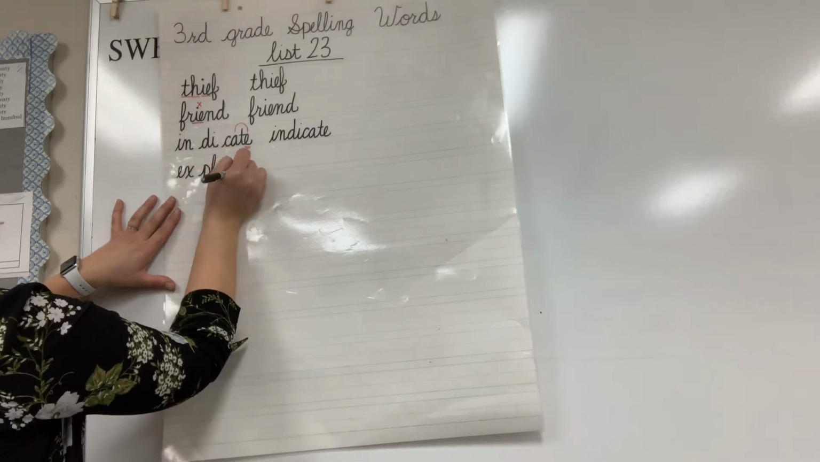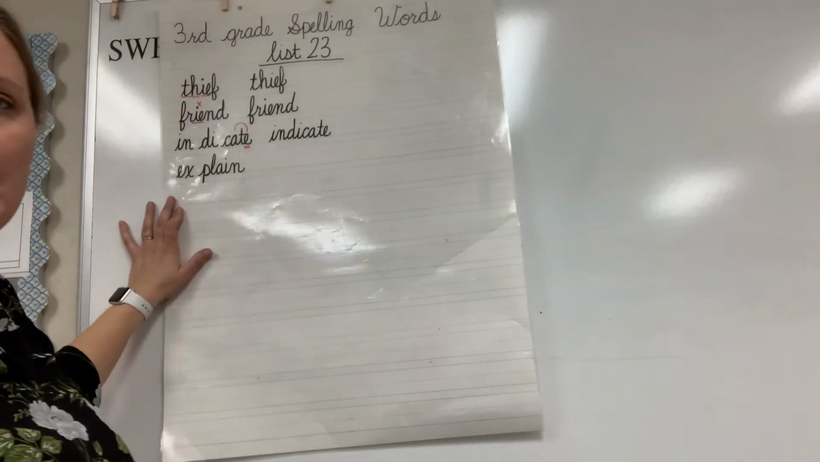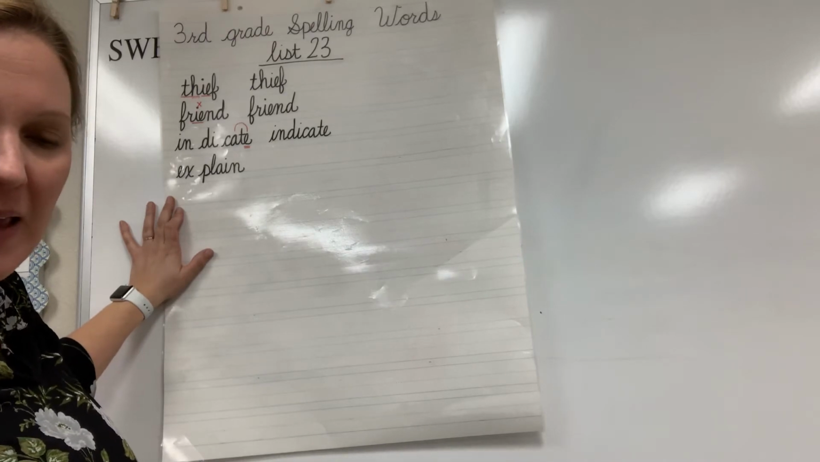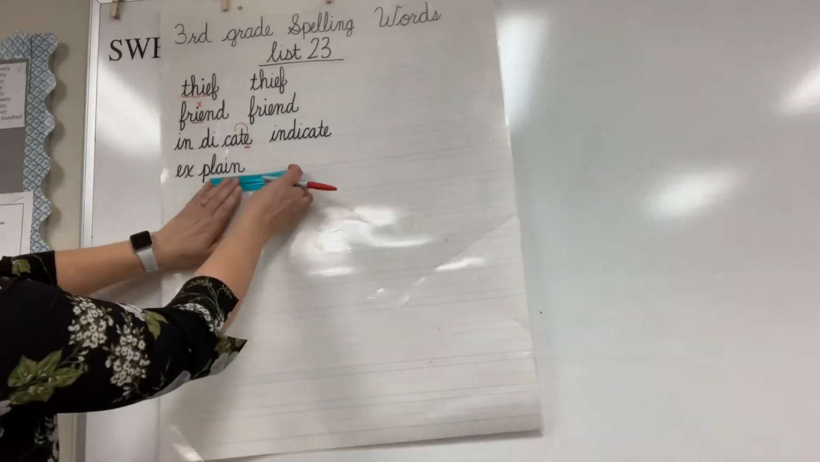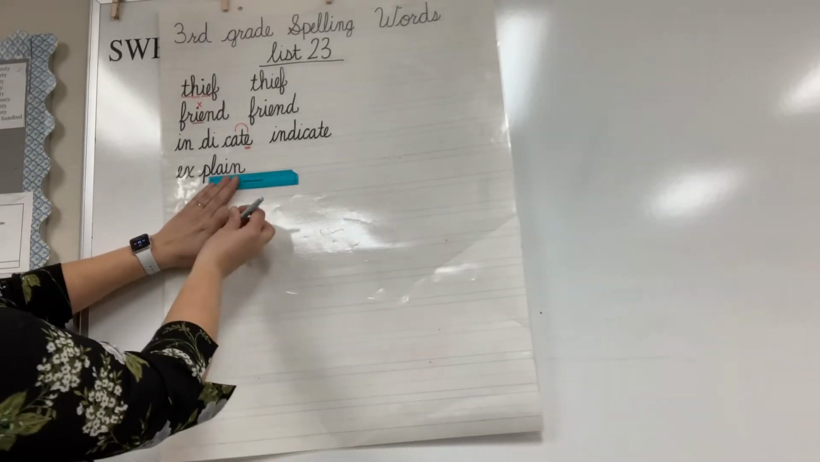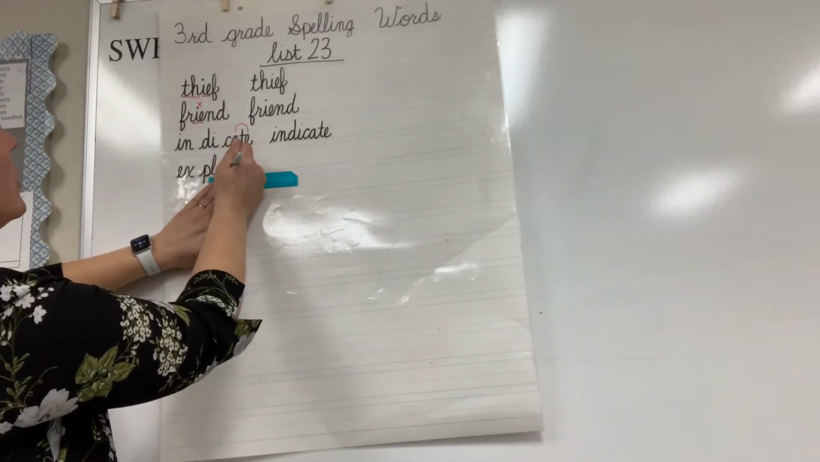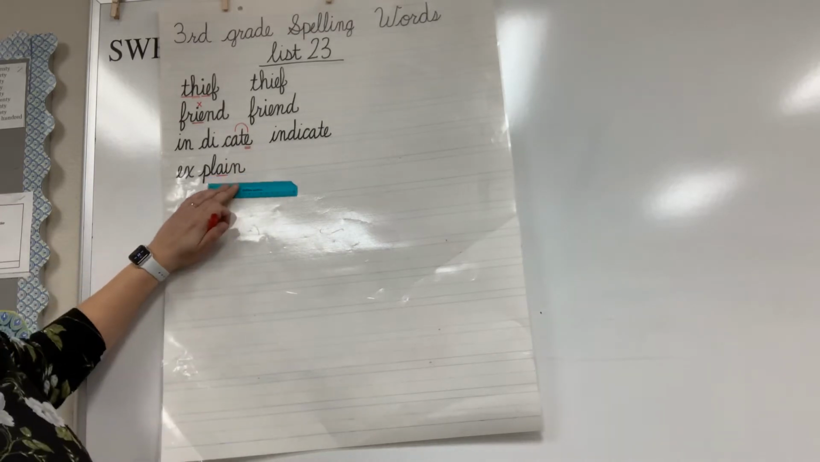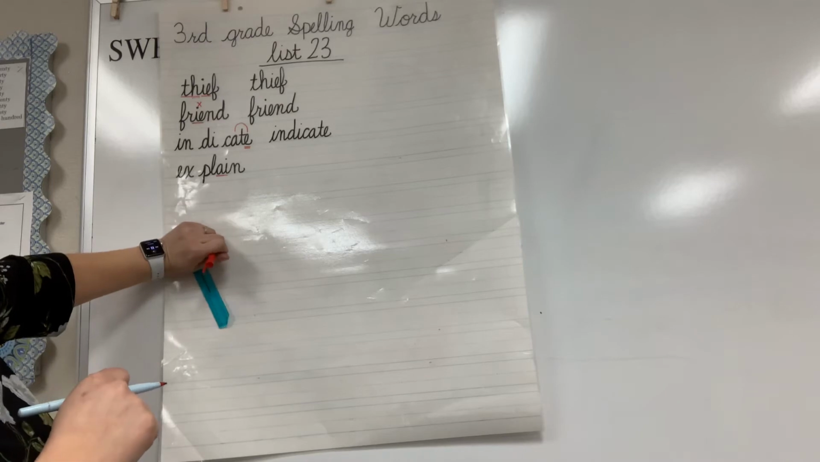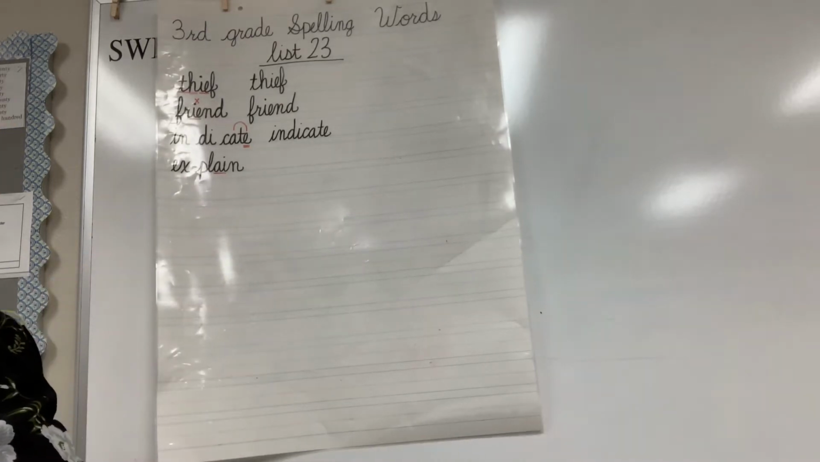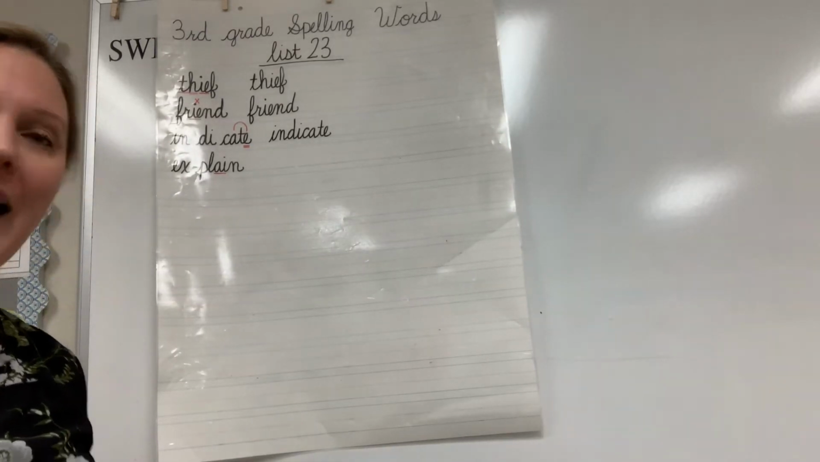Explain. E-X-P-L-A-I-N is how we spell explain. What do we need to mark? We need to mark A, the 2-letter A-I that we may not use at the end of English words. And you might say, but why? Why can't we use 2-letter A-I at the end of English words? Because English words don't end in I.